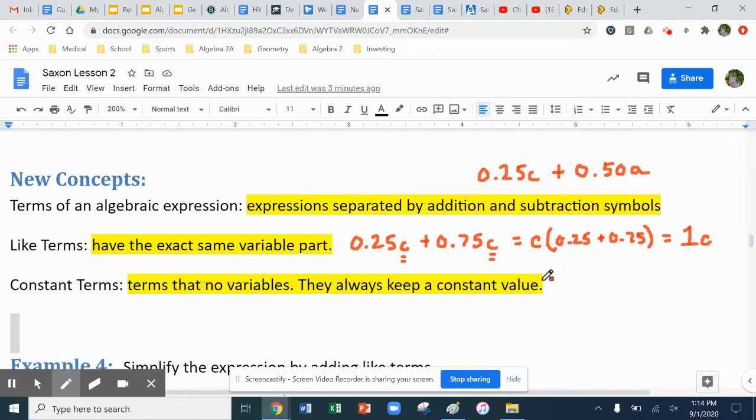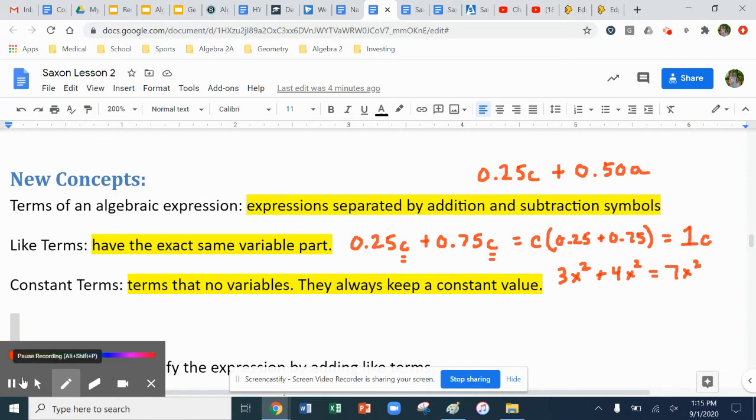This idea works for any like terms. You may also see like terms that have variables with powers. So if we have maybe a 3x squared plus a 4x squared, again, they have the exact same variable part, x squared and x squared. We can add those together to make 7x squared. So as long as they have the exact same variable part, we can combine those two terms together to make one term, 7x squared.